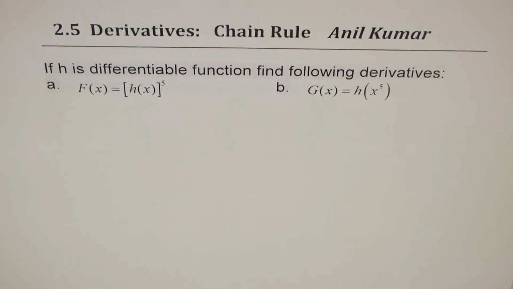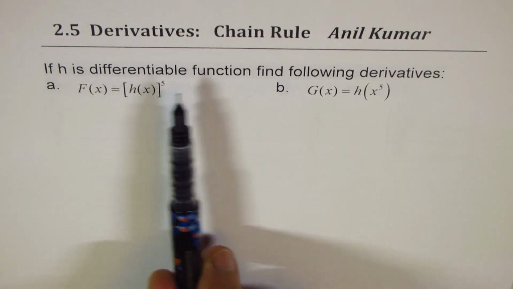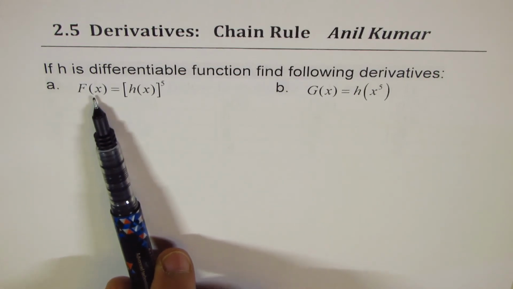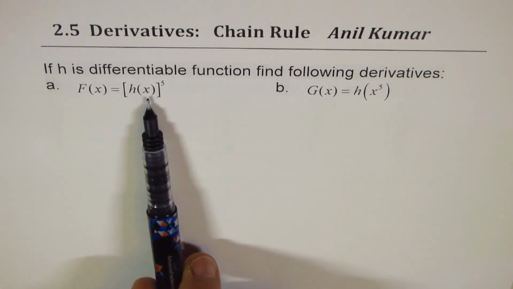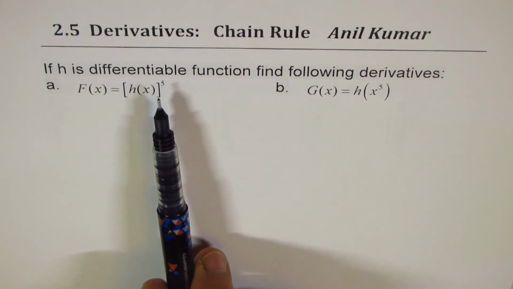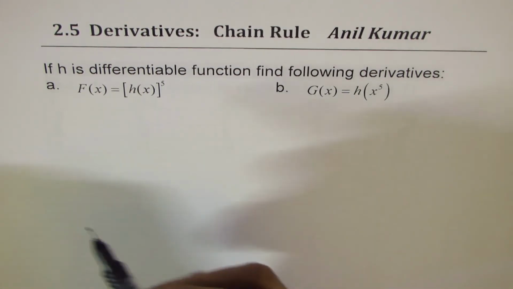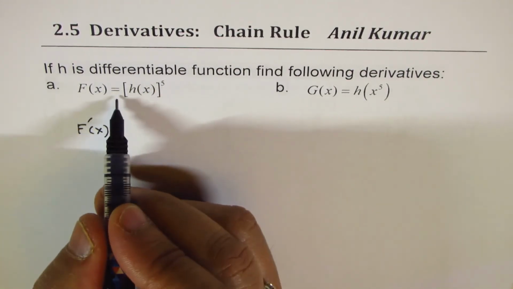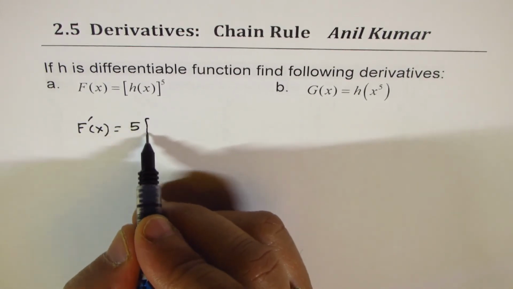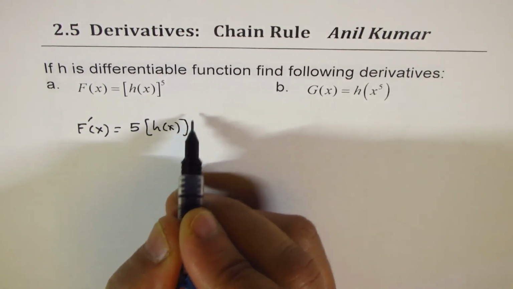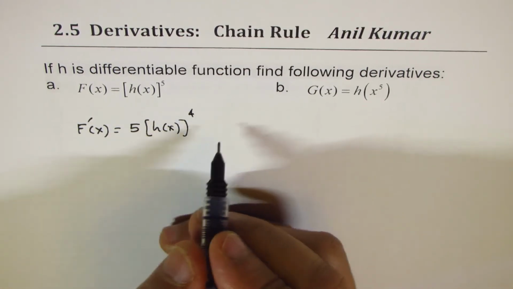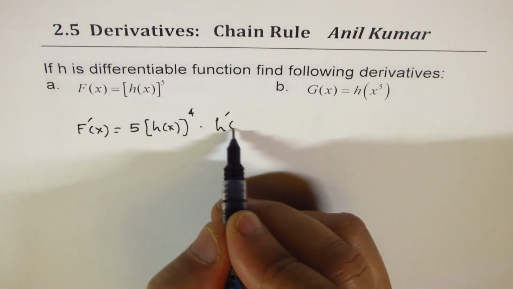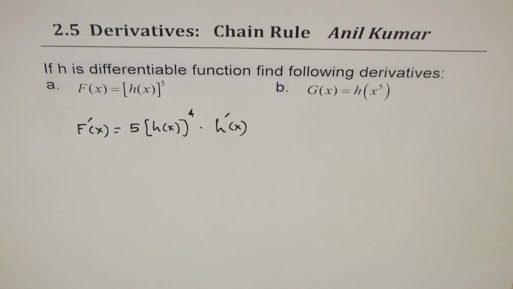Now we have a few interesting questions. If h is a differentiable function, find the following derivatives. So a composite function f of x is given to you as h of x to the power of 5. Now how will you write the derivative of this function? So that's very simple. The derivative of this function is, first apply the power rule, which is 5 times whatever you have to the power of 4. So first apply the power rule and then multiply by the derivative of the inside function. Do you see that? So that becomes the answer for the given question.